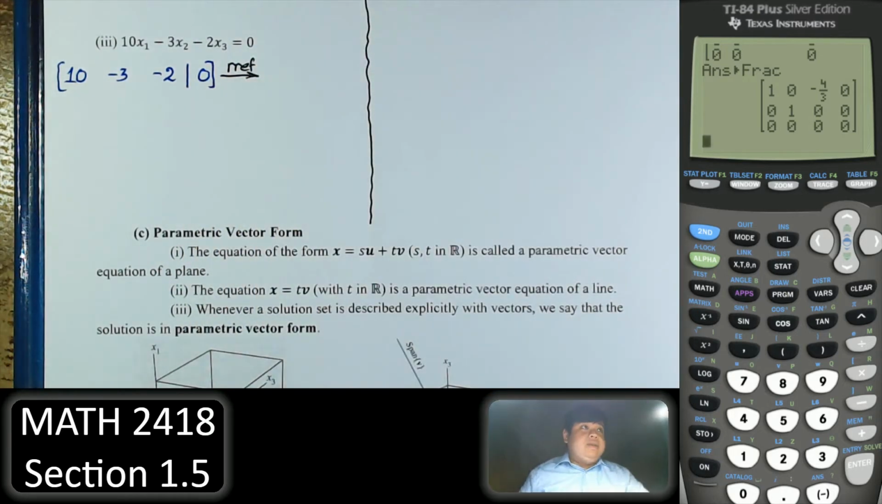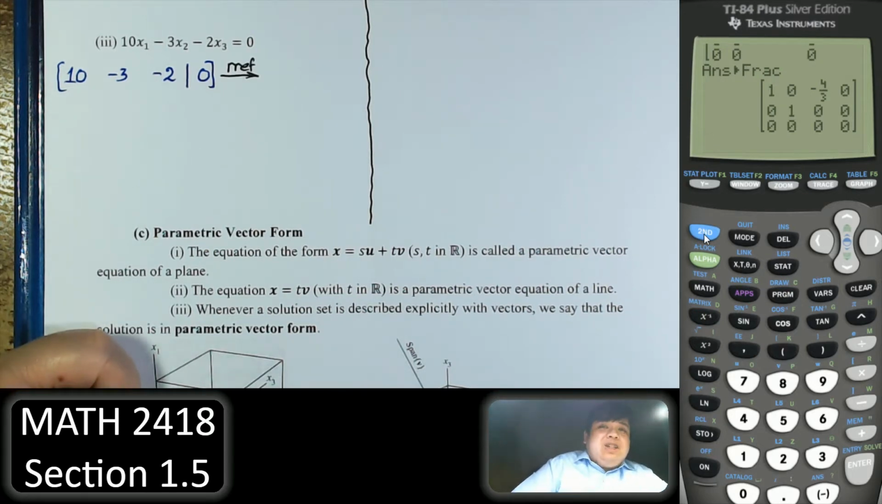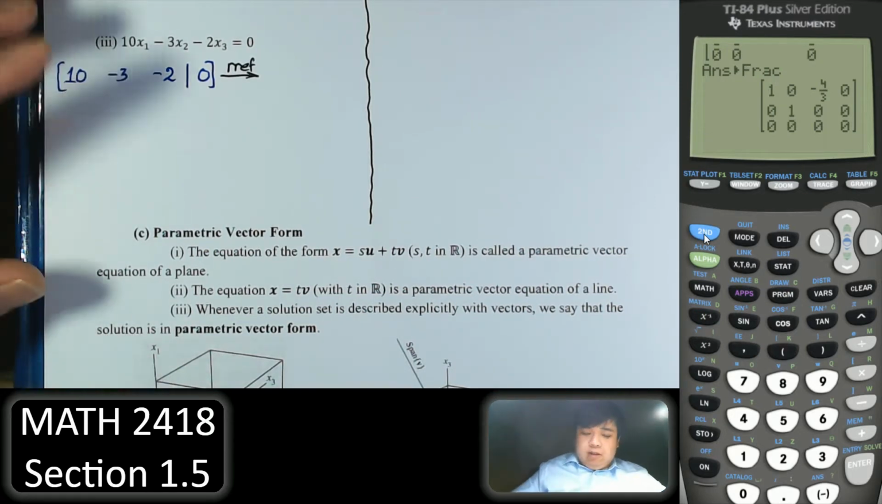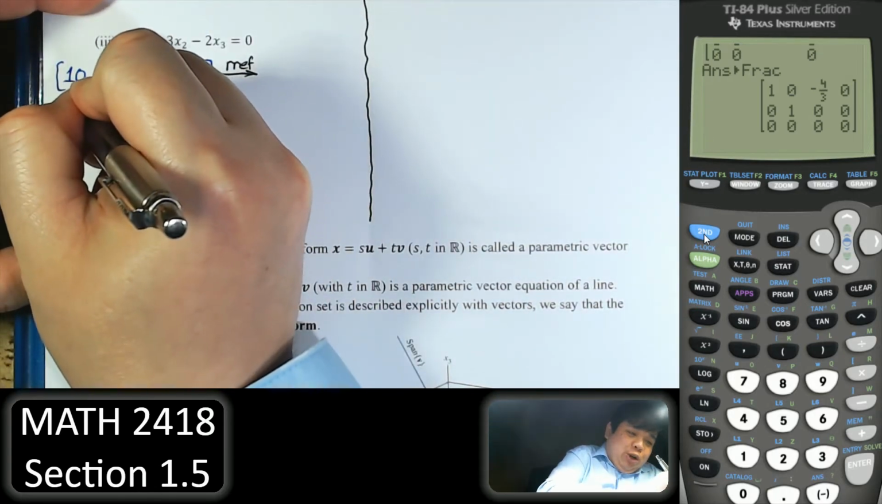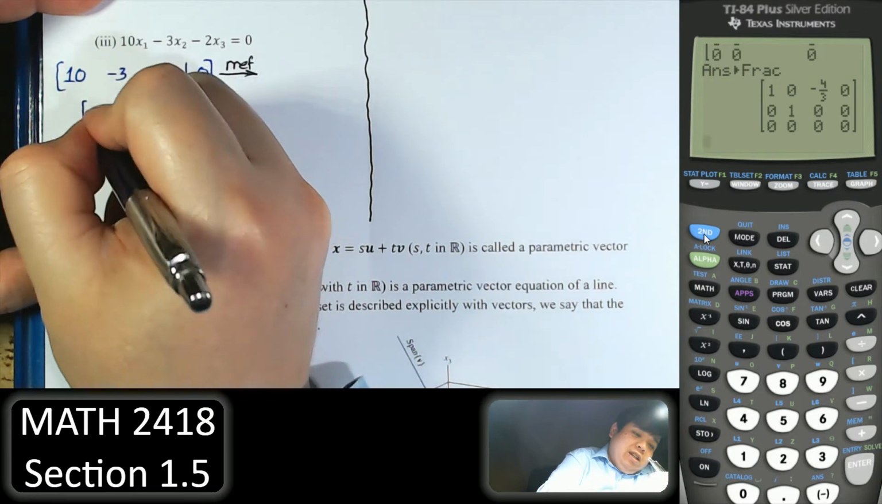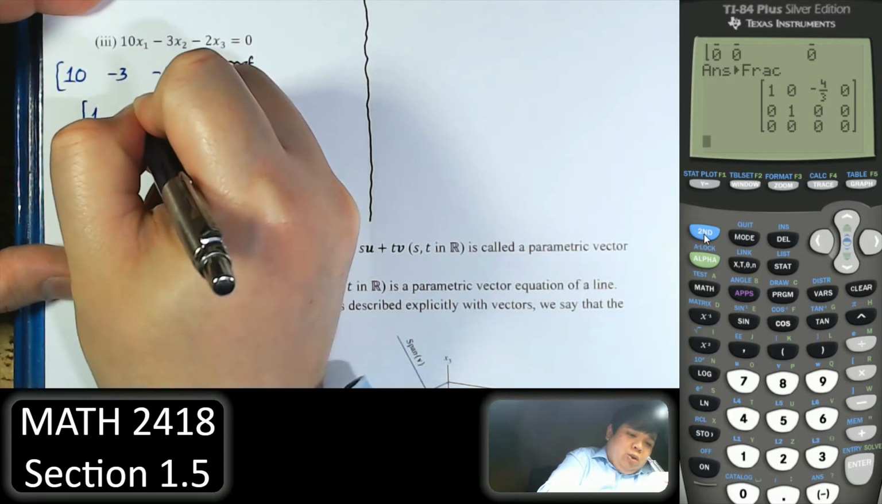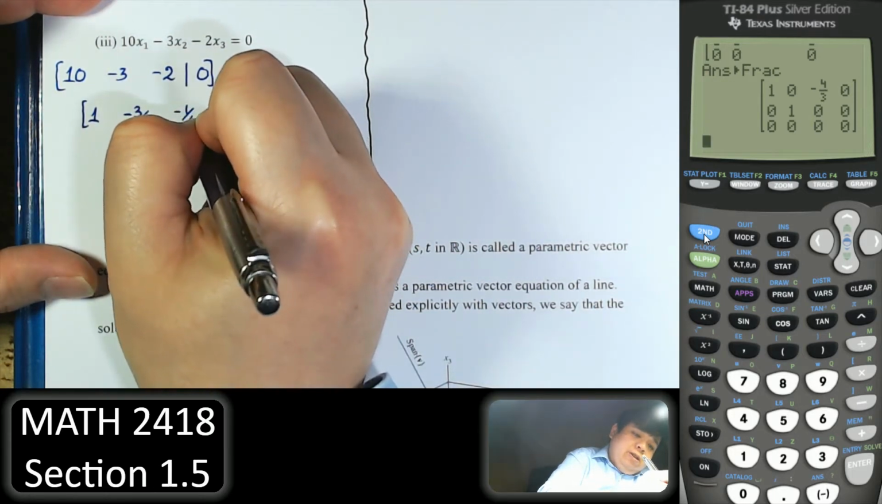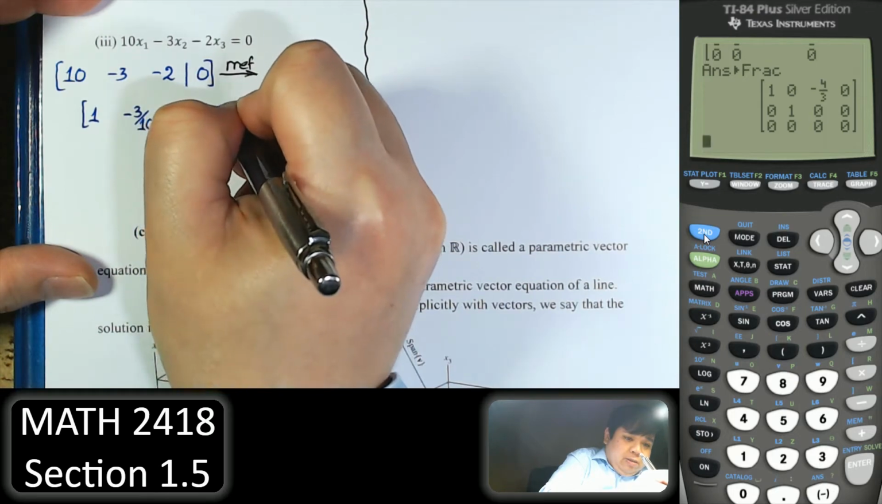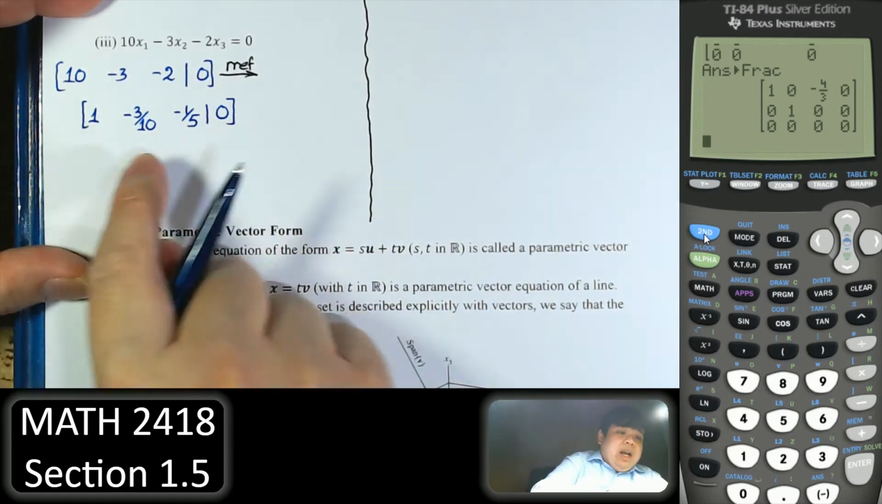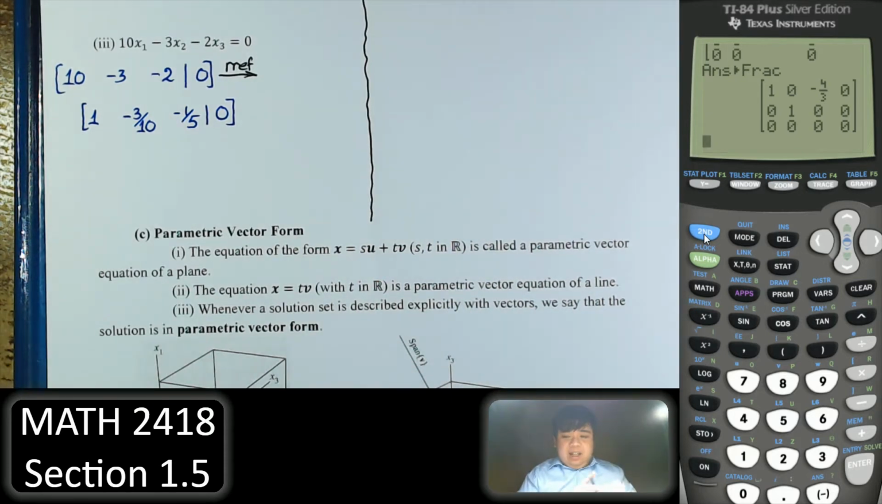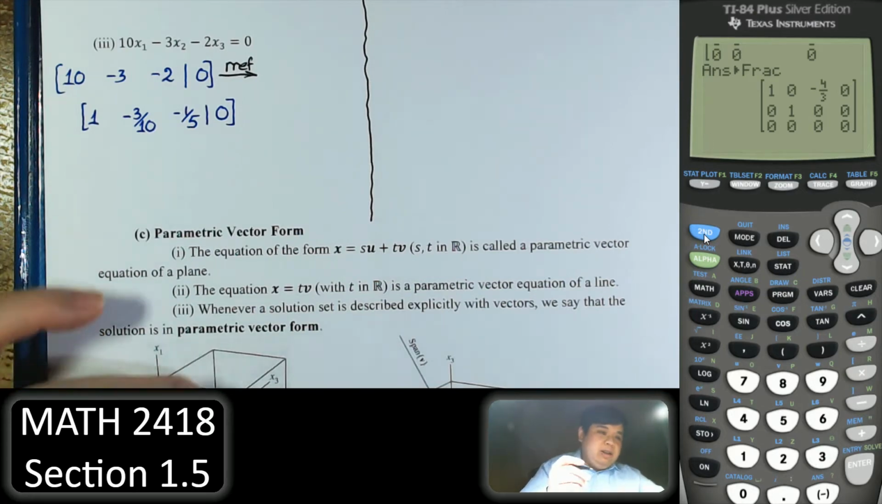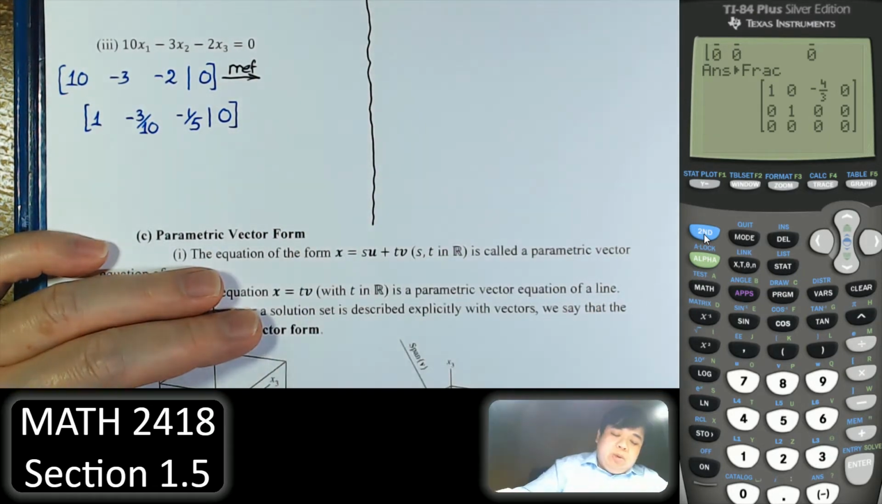Or we don't even need to do that. Pretty much we divide everything by 10. That is the only operation we can do. If we do, we have 1, minus 3 over 10, negative 2 over 10 which is negative 1/5, and 0. Of course, if we want to, we can add a few rows of 0, so it's a matrix like 3 by 4. I can add 2 rows of 0, but I don't need to.